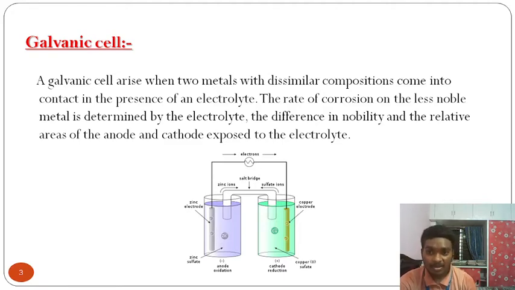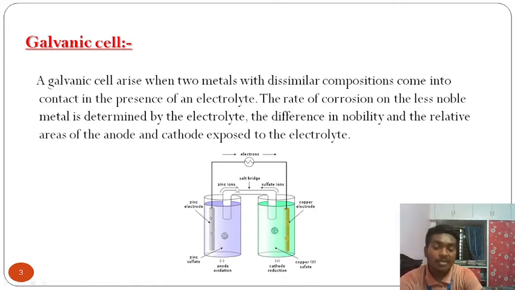From the galvanic series, we can justify, in a galvanic cell with two metals, which metal acts as anode and which metal acts as cathode. We can definitely determine from the galvanic series which metal undergoes corrosion and which metal undergoes reduction.